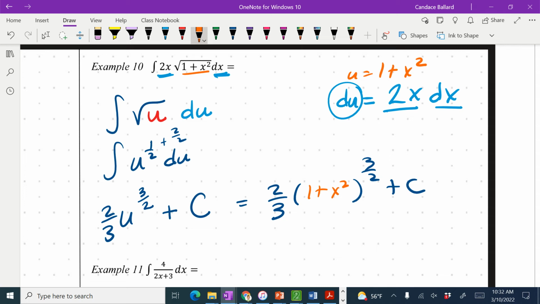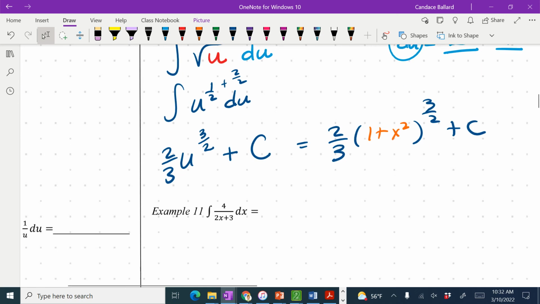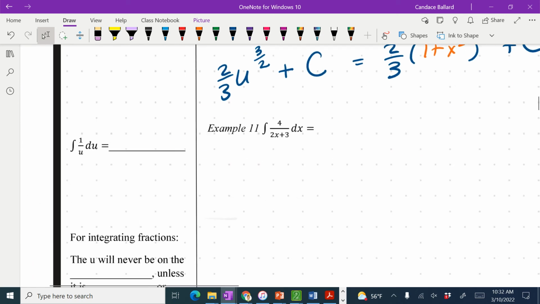Let's take a look at the left-hand column, okay? Because we're going to switch gears just a little bit. We've been doing ones without fractions, right? So all of a sudden, example 11 has a fraction. So let's review a little bit.